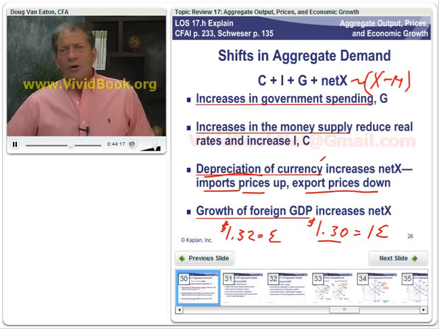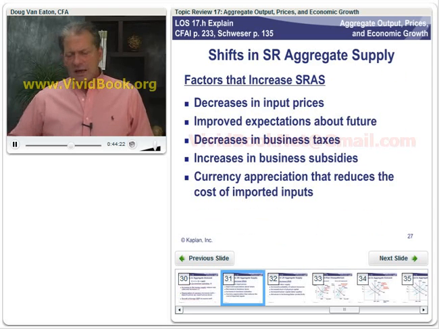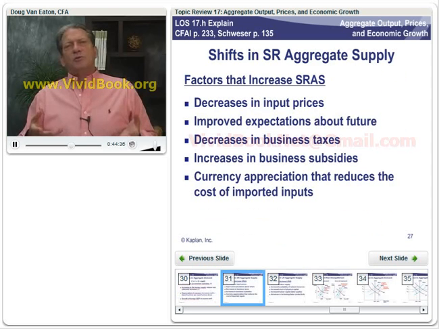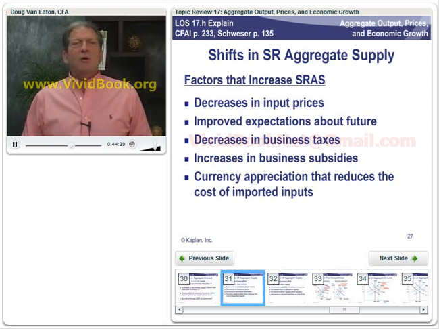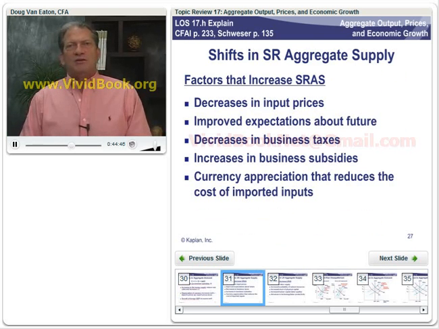So those are all the things that can shift the aggregate demand curve. What about aggregate supply? Well, a decrease in input prices is going to increase short-run aggregate supply. An increase in wages and other input prices is going to decrease it. Remember, I said that's our mechanism for getting back to long-run equilibrium. And we said improved expectations about the future drive businesses to plan to produce more.